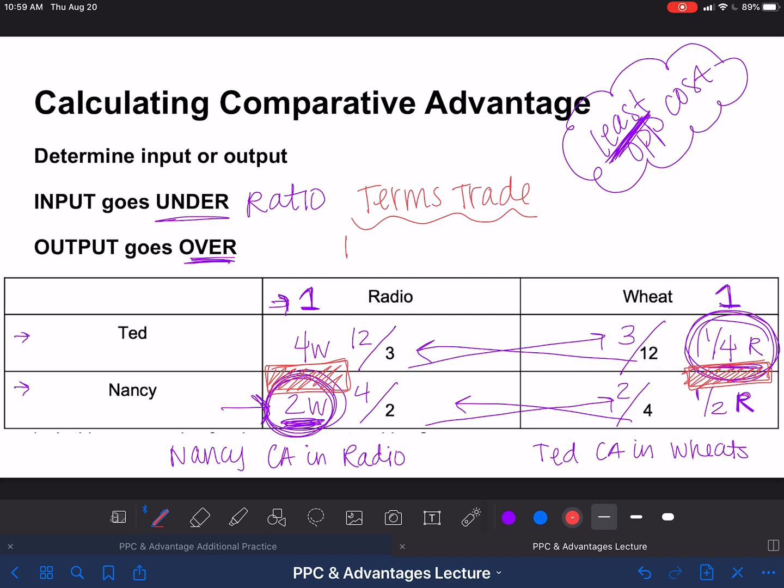So if we're looking at 1 radio, how much should a radio go for in terms of trade? Well, it should go for 3 wheats. 3 is in between 4 and 2. And then let's also look at 1 wheat. So 1 wheat should go for how many radios? It should go for 1/3 of a radio. So that's the term of trade for this problem.